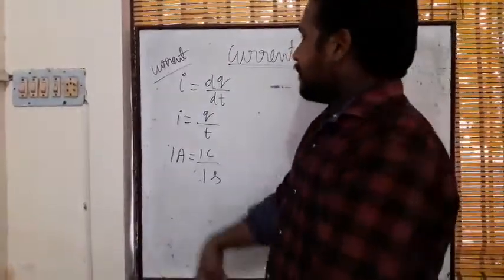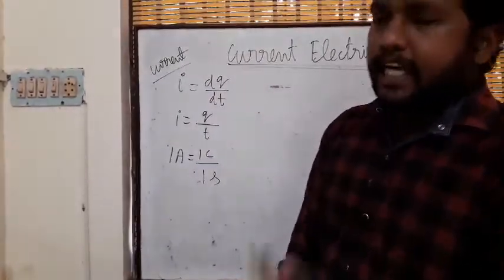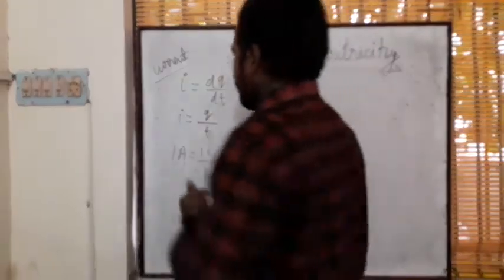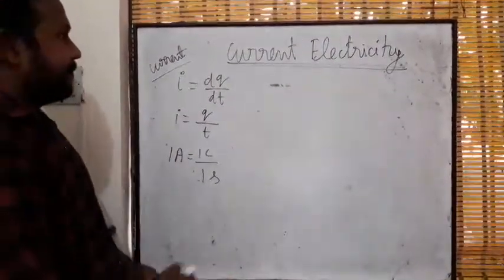In case in your exam they ask you to define current: current is defined as the rate of flow of charge. The SI unit of current is 1 ampere, which is equal to 1 coulomb per second.